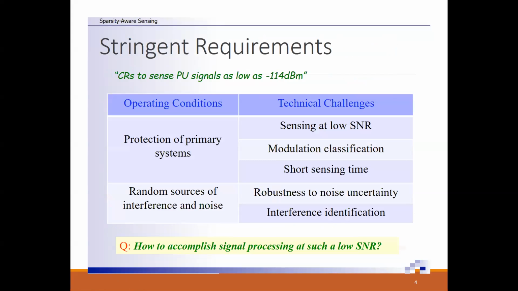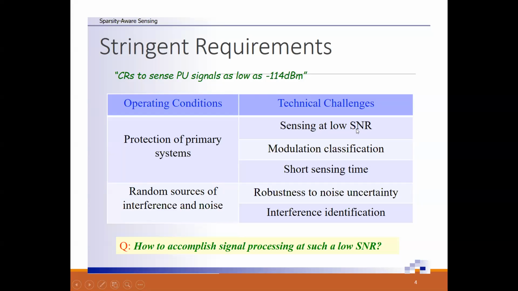To summarize, your cognitive radio has to sense a primary user signal even as low as minus 104 dBm. This is what the standard specifies. Minus 100 dBm is what I would say. Typically, we communicate at minus 5 to 10, even for our nominal communication. Minus 100 dBm is very, very low. But you have to identify those primary users and release the spectrum once they start to communicate. So what are the technical challenges?